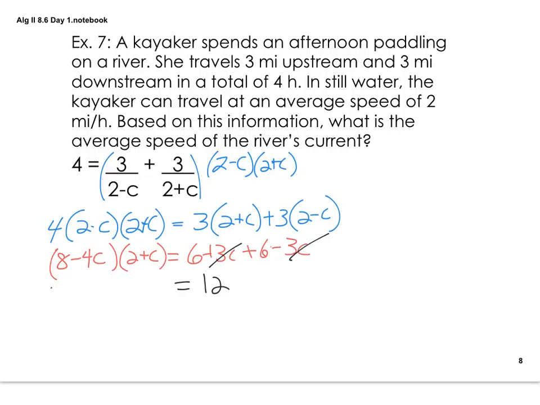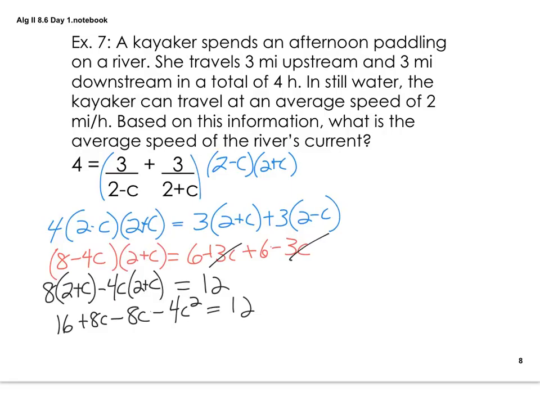All right, and then I am going to go ahead and use the distributive property over here. So I've got 8 times 2 plus c, and I'm going to have a negative 4c times that same junk in there. That's the distributive property. When I do my distribution, I've got 16 plus 8c minus 8c, it's not going to be plus, it's going to be a subtraction, minus 4c squared. And all that is equal to 12.